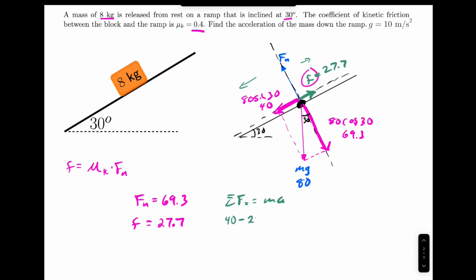40 minus 27.7 is equal to 8a. Now 40 minus 27.7 is going to be 12.3, and that's going to be equal to 8a. And if I divide both sides of the equation by 8, a turns out to be 1.54. And again, the unit on that would be meters per second squared. So that would be the acceleration now if I include this 40% of force normal friction, okay? So it's significantly less than it was when there was no friction, all right? Done.